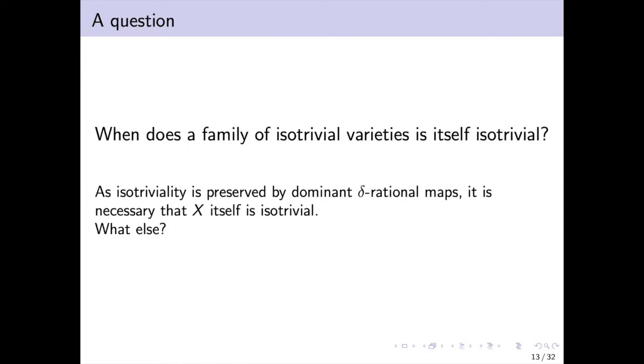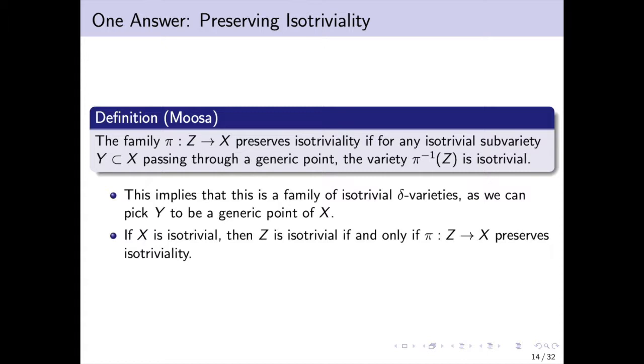So you're looking for sufficient conditions for isotriviality? Actually, we have an if and only if condition. Oh, you do? Yeah, it's just that it's hard to check, but okay. It's an if and only if. So what else do we need? One answer that Rahim Musa came up with is very direct. We say that this family preserves isotriviality if, when I take an isotrivial subvariety of X which passes through a generic point, and I lift that by pi, it's again isotrivial.